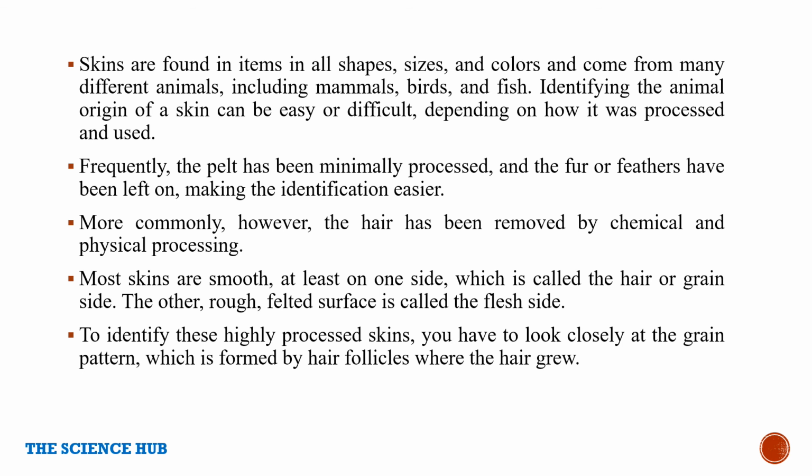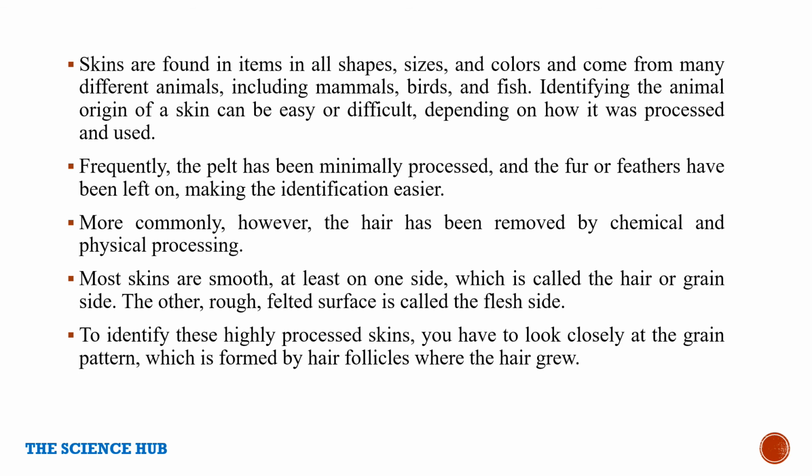Skins are found in items of all shapes, sizes, and colors, and come from many different animals, including mammals, birds, and fish. Identifying the animal origin of a skin can be easy or difficult depending on how it was processed and used. Frequently, the pelt has been minimally processed and the fur or leathers have been left on, making the identification easier. More commonly, however, the hair has been removed by chemical and physical processing.